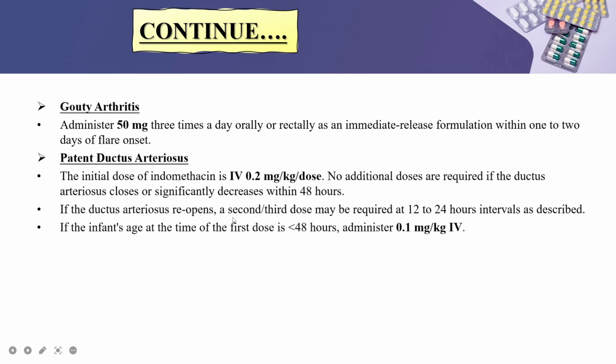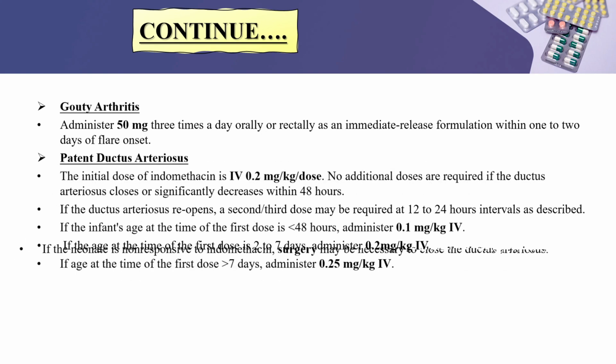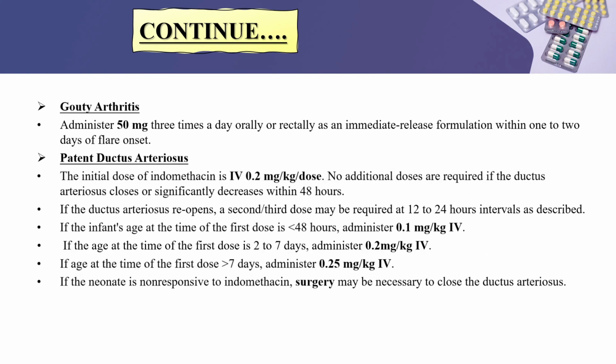If the infant's age at the time of first dose is less than 48 hours, administer 0.1 milligram per kg through intravenous route. If the age at the time of first dose is 2 to 7 days, administer 0.2 milligram per kg IV. If the age at the time of first dose is greater than 7 days, administer 0.25 milligram per kg IV. If the neonate is non-responsive to indomethacin, surgery may be necessary to close the ductus arteriosus.